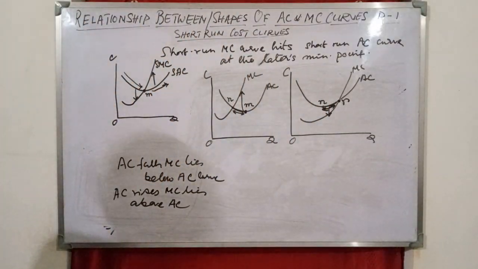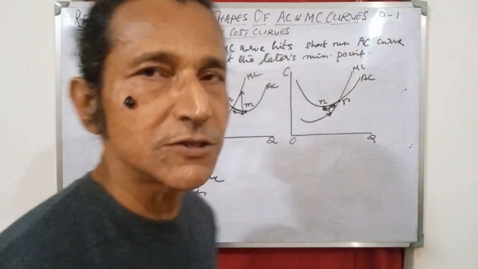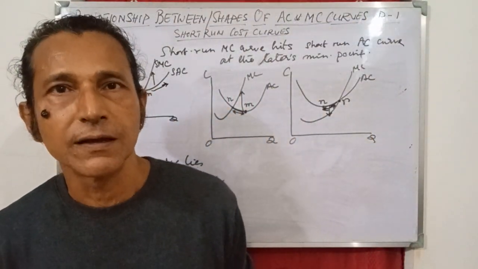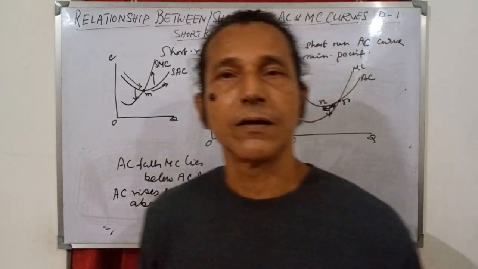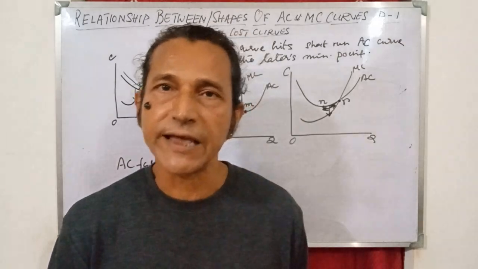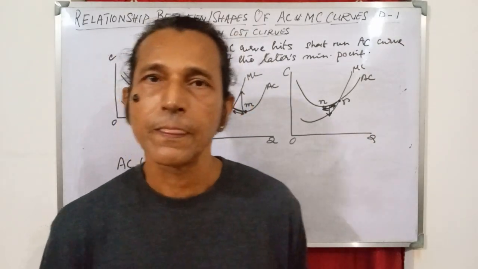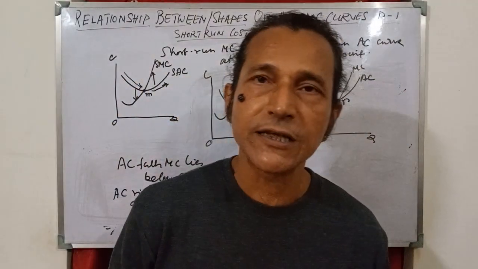Correct? Yeah. So this is all about the relationship between short run average cost curve and short run marginal cost curve. In other way to say, why the short run marginal cost curve intersects the short run average cost curve at the latter's minimum point. I believe this is well understood by you.